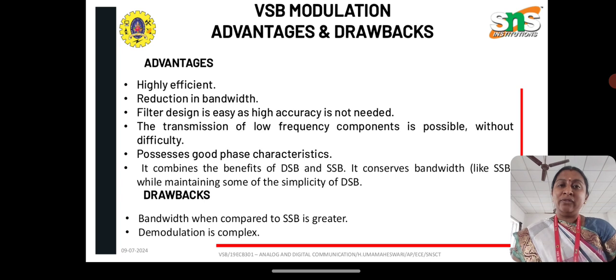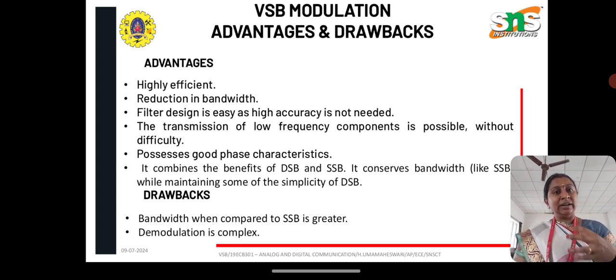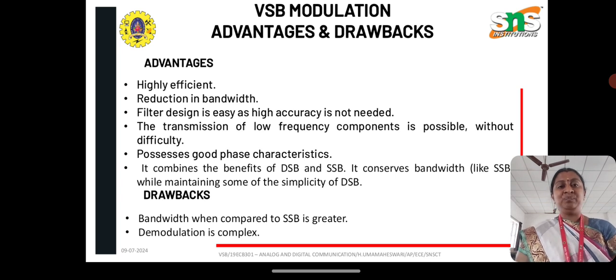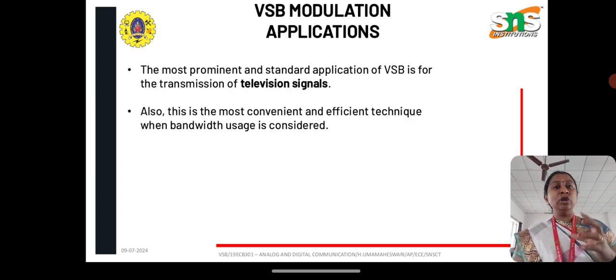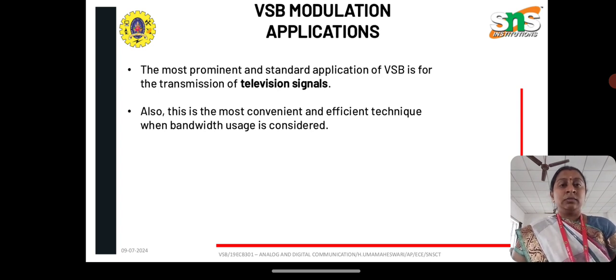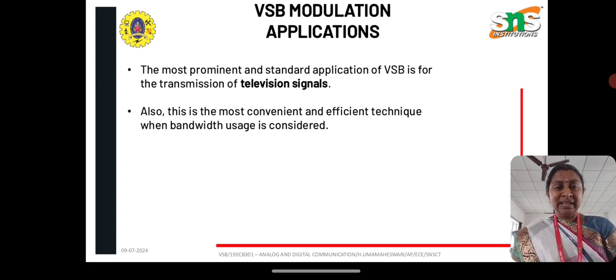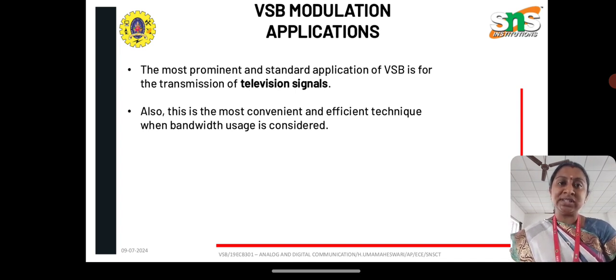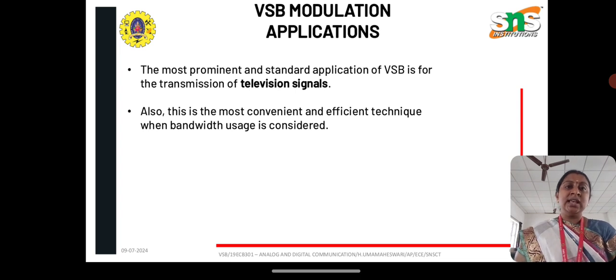The main drawback of this vestigial sideband is that the bandwidth is greater when compared to the single sideband. Then the demodulation process is very complex in this. Then the applications of VSB. The most prominent and standard application of VSB is the transmission of television signals. Also, this is the most convenient and efficient technique when bandwidth usage is considered.